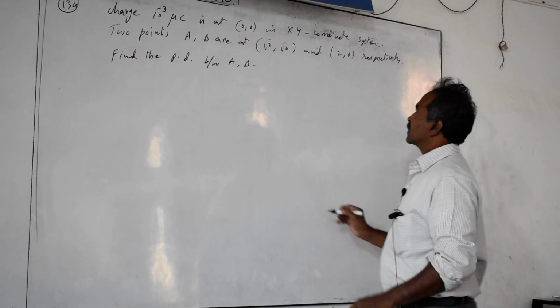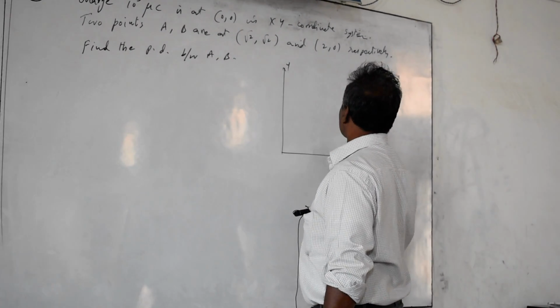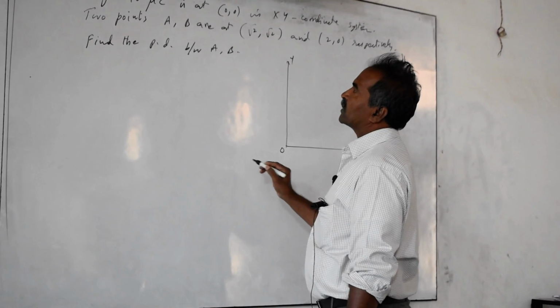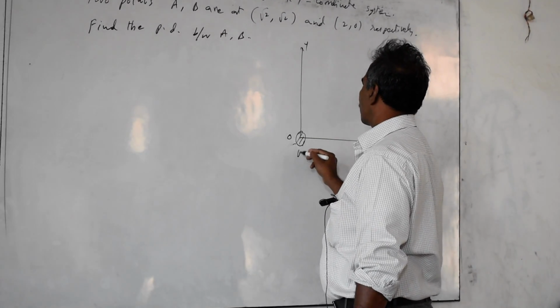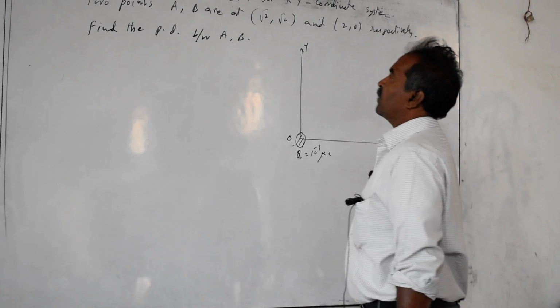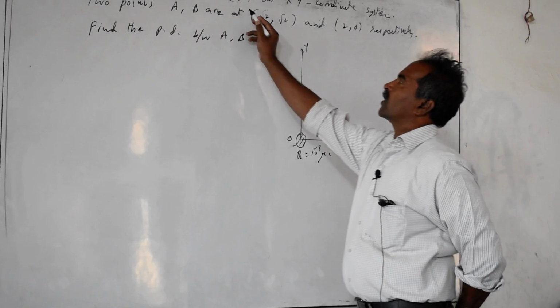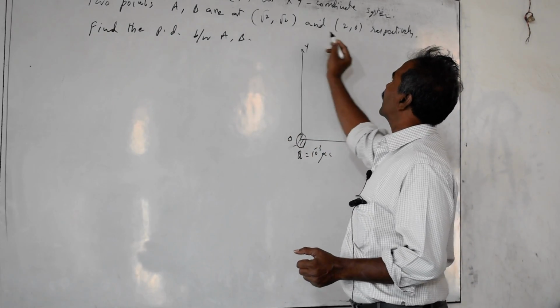So here, check the positions of the points: x axis, y axis, origin. Let us take this charge Q at the origin. This is Q equal to 10 to the power of minus 3 microcoulombs. Two points are given. One is at the origin. And two points are given, one is A, and this is B.